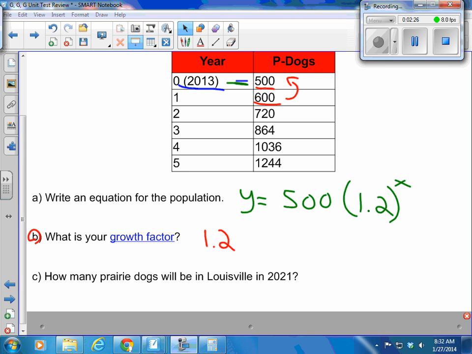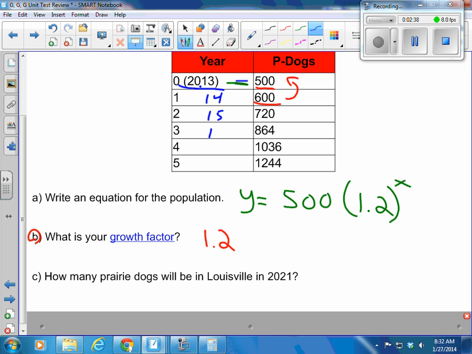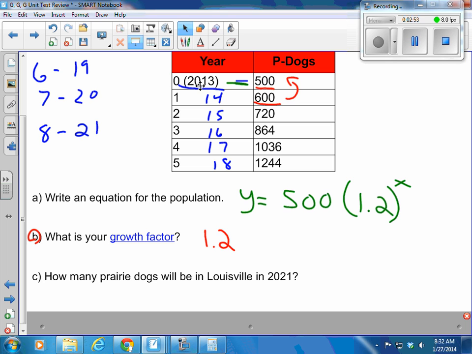This problem has a little bit of a trick to it because you have to figure out where 2021 lies on the chart. So, year 0 is 2013, year 1 is 2014, 15, 16, all the way down. Year 6 is going to be 2019, 7 is going to be 2020, and finally year 8 is going to be 2021. That is the first half of this problem.